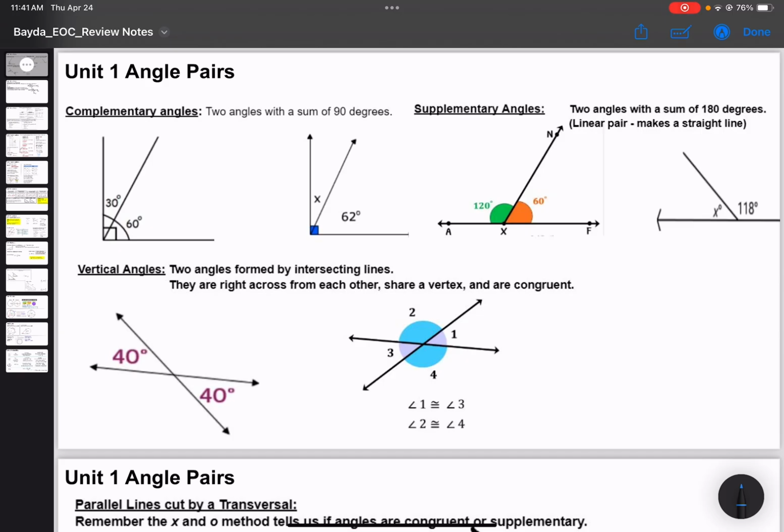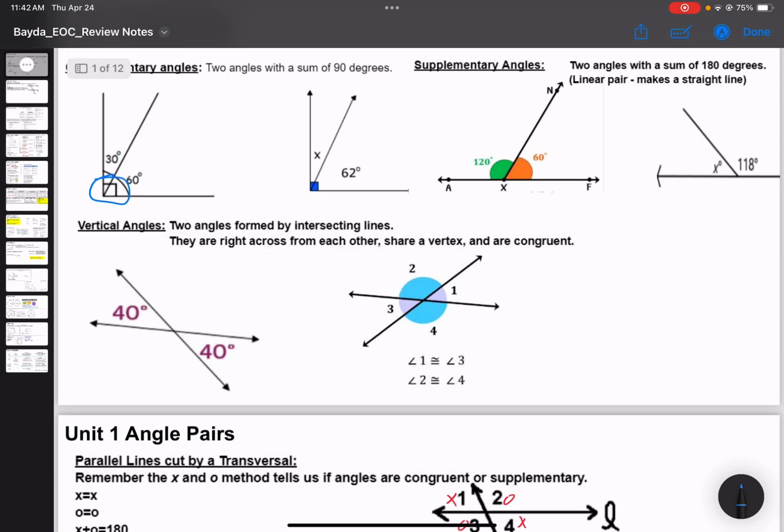To get started with our content, the first things we're going to talk about is your complementary and supplementary angles. Complementary angles form a right angle as shown by the box, and those are two angles that add up to 90 degrees. Supplementary is angles that add up to 180 degrees, which makes a straight line.